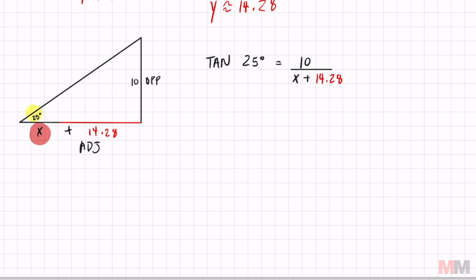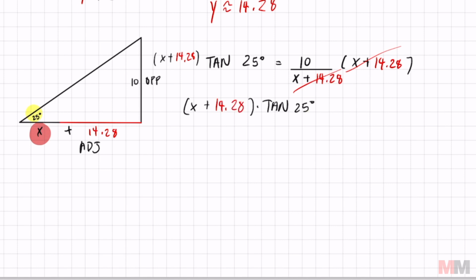Doing some simple algebra from here, and we got our answer. We're going to get X, don't worry. To get rid of these two terms at the bottom, we can multiply both sides by X plus 14.28. That's going to knock that out. That's going to cancel. I'm left with X plus 14.28 in parentheses times the tangent of 25 degrees equals 10. Because remember, these canceled out. From there, I can get rid of that tangent first by dividing both sides by the tangent of 25 degrees. Almost there, guys. Bear with me.